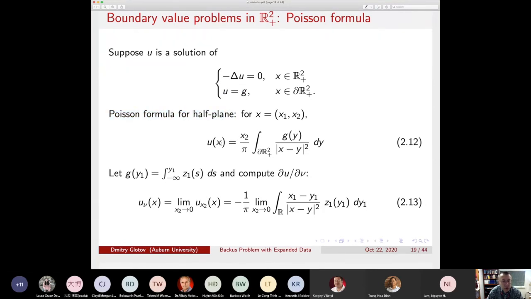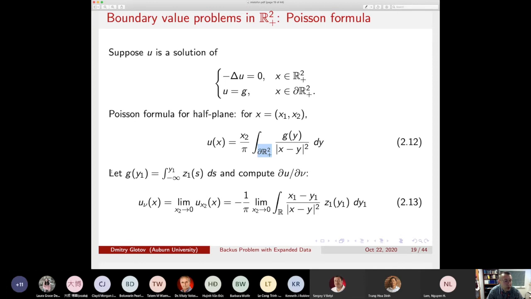And so x1 and x2 are now the components on the plane, and I'm using y for the variable of integration. So actually this y is a point on the horizontal, so on the x1 axis, and so y has the coordinates (y1, 0). So this formula gives us the solution explicitly, and what we show in the PDE course is that when we send x2 to 0, this will give us precisely the value g, the prescribed boundary value.